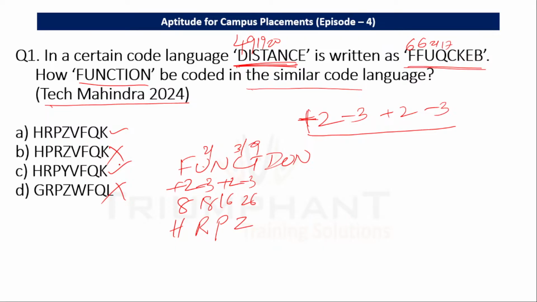So it's not option C, because in option C it is HRPY, but it is actually HRPZ. So only option A is satisfying. B we have already eliminated because it's not HP, it is HR. D we have already eliminated because the first letter is G. So now between A and C it is A.